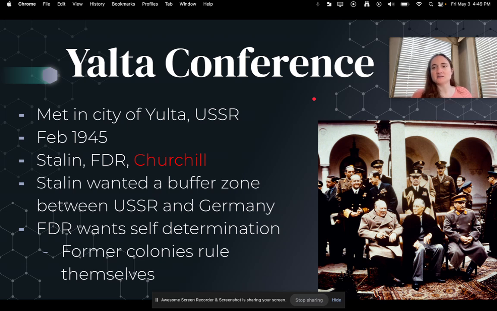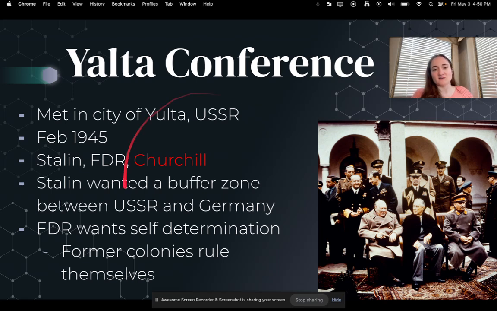Okay, now let's step back in time just a smidge. So this is right before the end of the war. There was something called the Yalta Conference. The big three Allied leaders, Churchill, FDR, and Stalin, met in Yalta, Russia, in February of 1945. Stalin wanted to have some sort of buffer zone between the USSR and Germany. He didn't want them to have borders because he knew that they would probably clash.